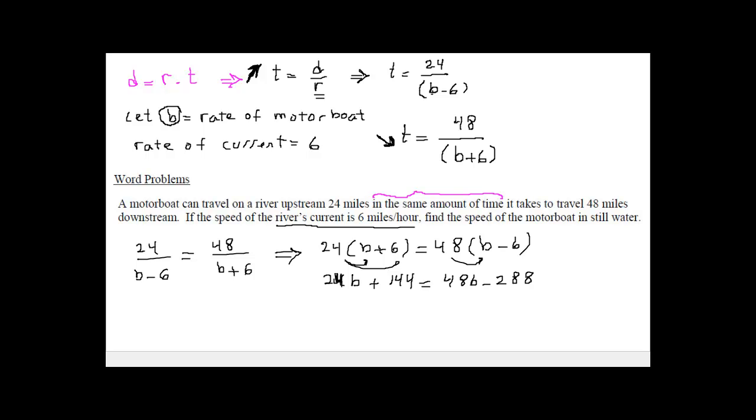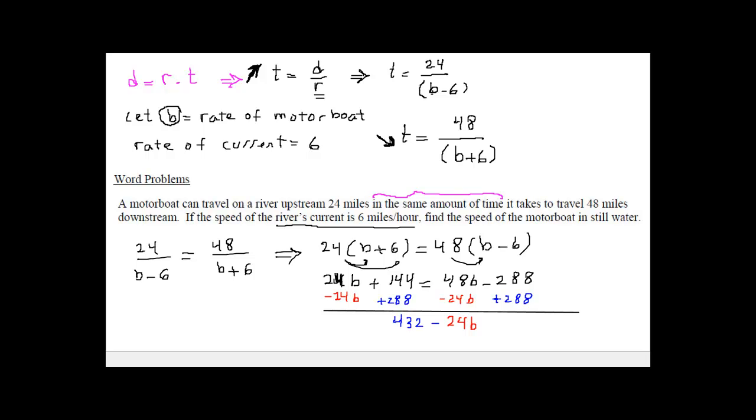Here I can subtract 24B from both sides of the equation. On the right hand side I get 48 minus 24, that gives me 24B. At the same time, if I add 288 to both sides of the equation, I get 288 plus 144. That gives me 432.